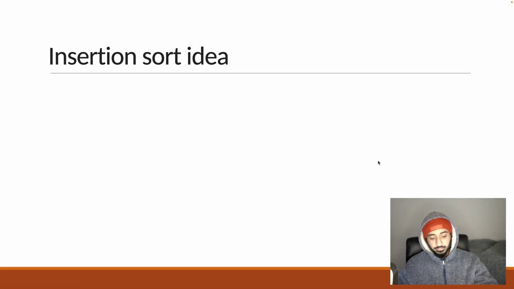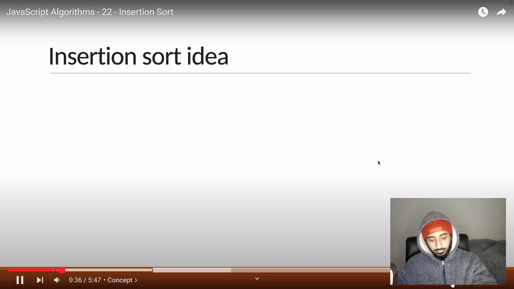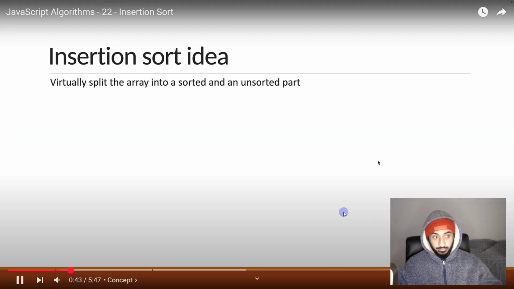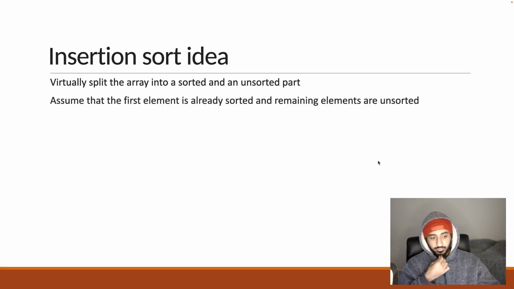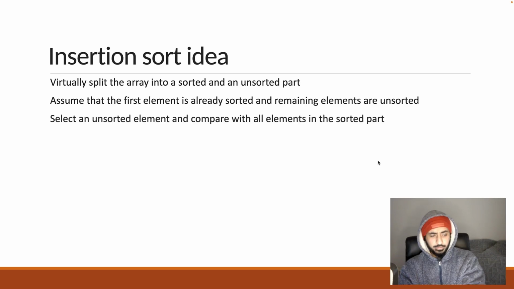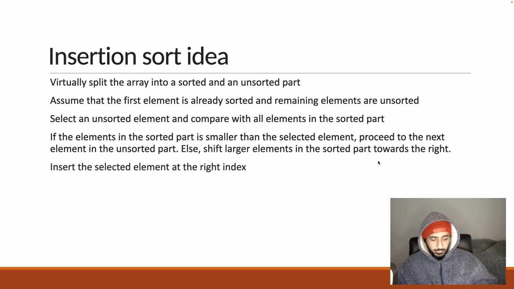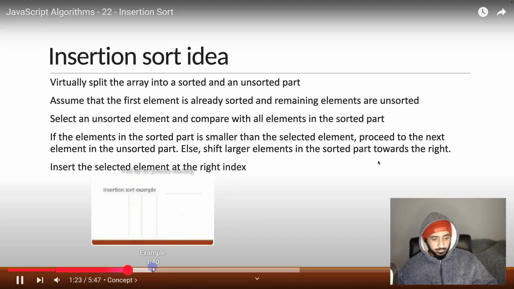Let's first understand the idea behind insertion sort. With insertion sort, you virtually split the array into a sorted and an unsorted part. Since one item by definition is always sorted, we assume that the first element is Oh, sorted I've watched this and the video remaining elements yesterday, are unsorted. but it seemed You hard then to select an execute, unsorted element and compare with all the elements in or the harder sorted than the part. other ones so If the far. elements in the sorted part is smaller than the selected element, proceed to the next element in the unsorted part. Else, shift larger elements in the sorted part towards the right. You then insert the selected element at the Yeah. right index, ensuring the sorted part remains that way.